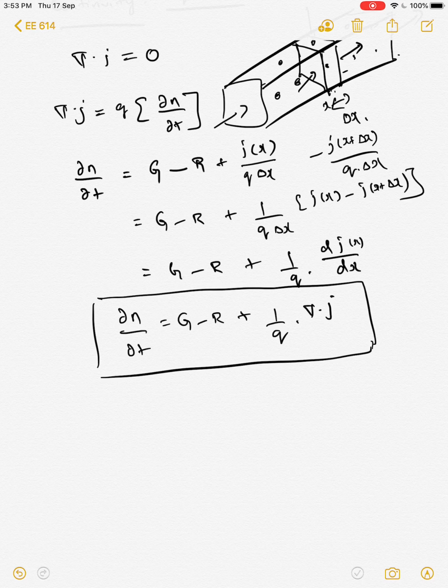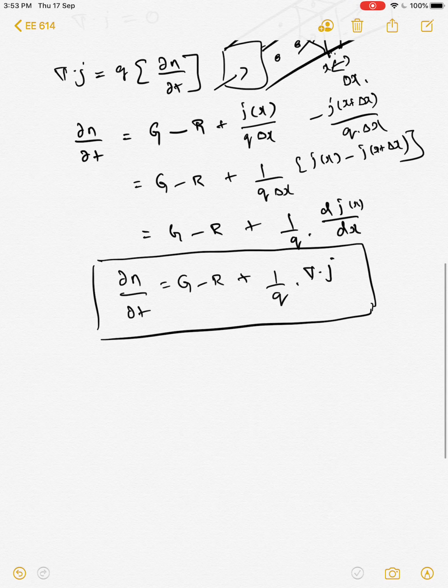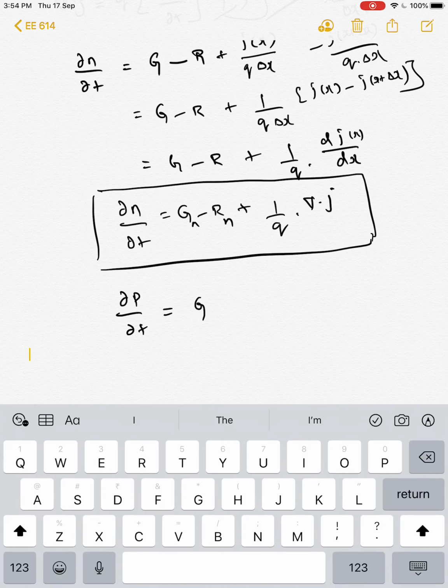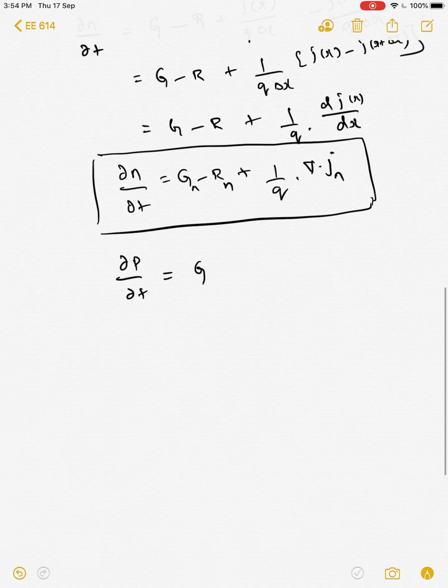If it has some sort of a change, either by an injection or by generation, you will have this equation to be true. The same equation can be written for the holes as well, which is written as Gp minus Rp minus 1 by q del dot Jp, right?